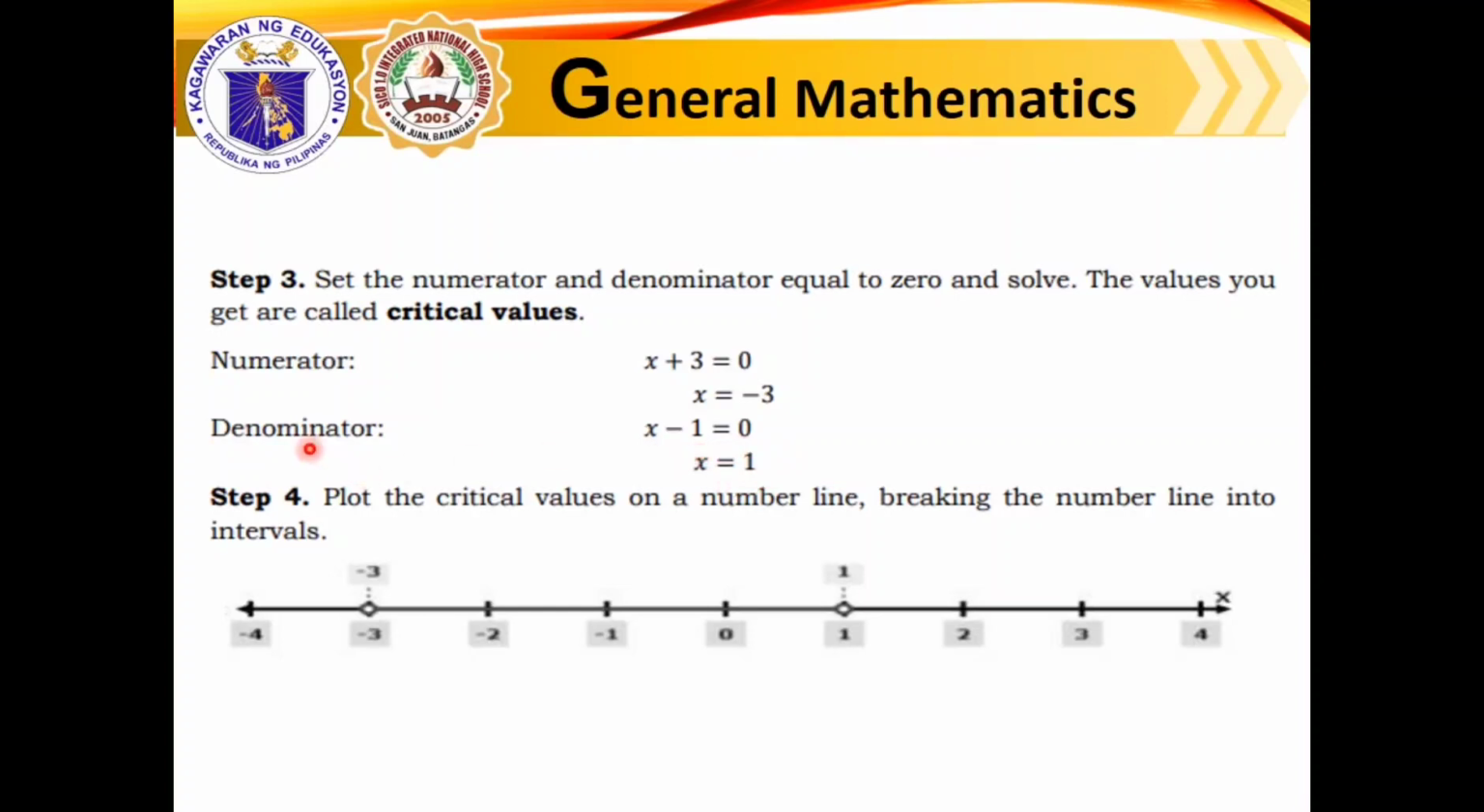The next step is to plot the critical values on a number line, breaking the number line into intervals. As you can see, we need the value from the numerator, which is negative 3, and the value from the denominator, which is 1. So this is our number line. The number line is represented by numbers to the right, which are positive, and to the left, which are negative. So plot negative 3, our numerator value, and plot the denominator value, which is positive 1. So these will be our critical values.